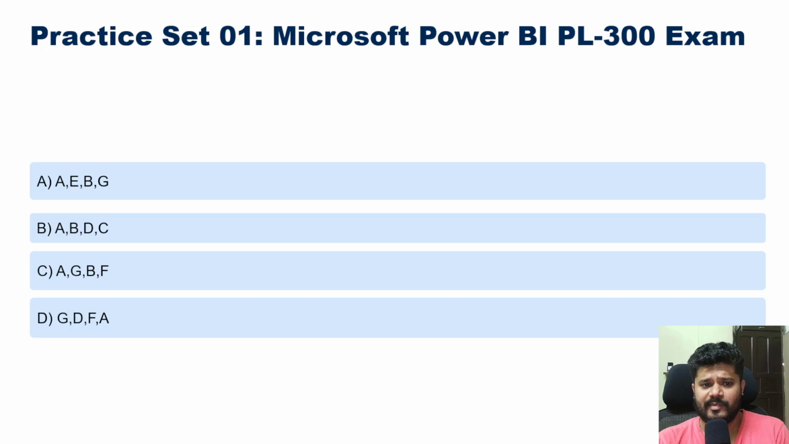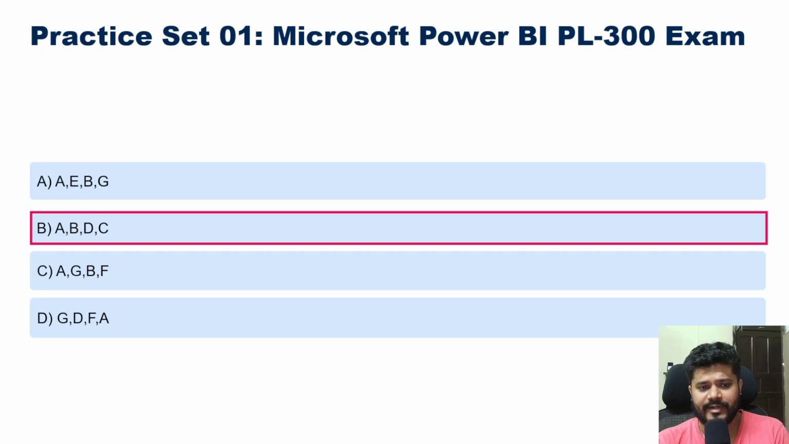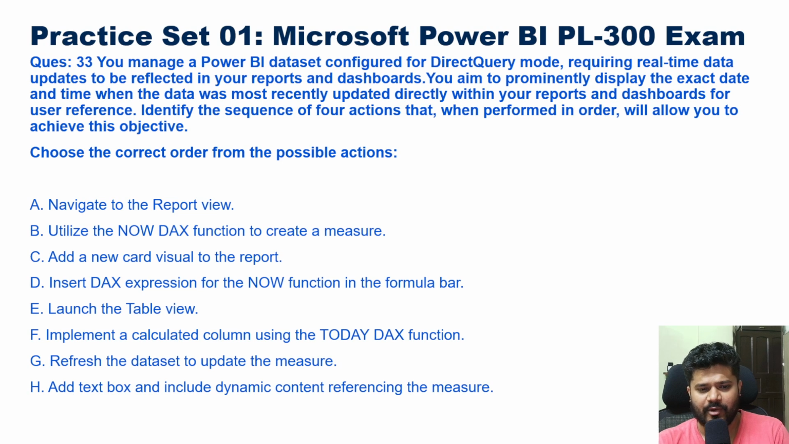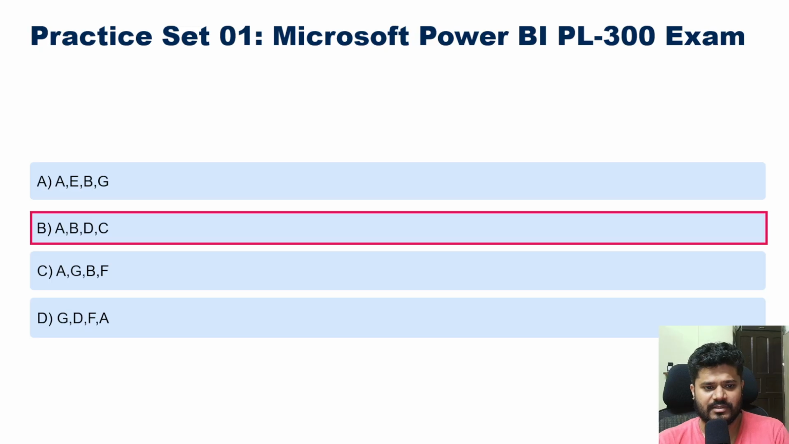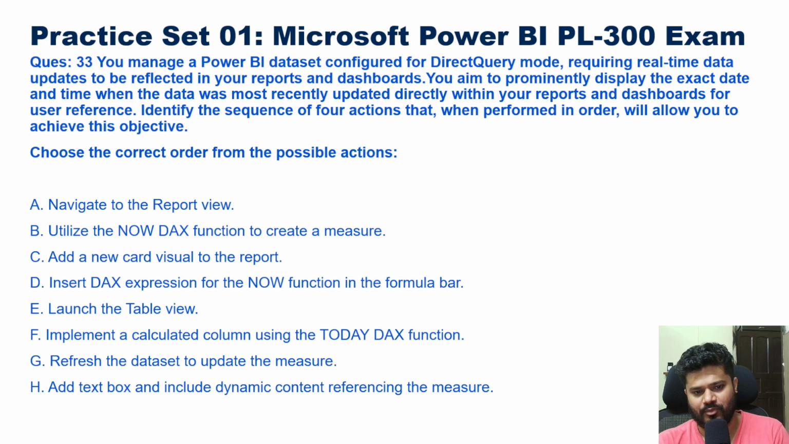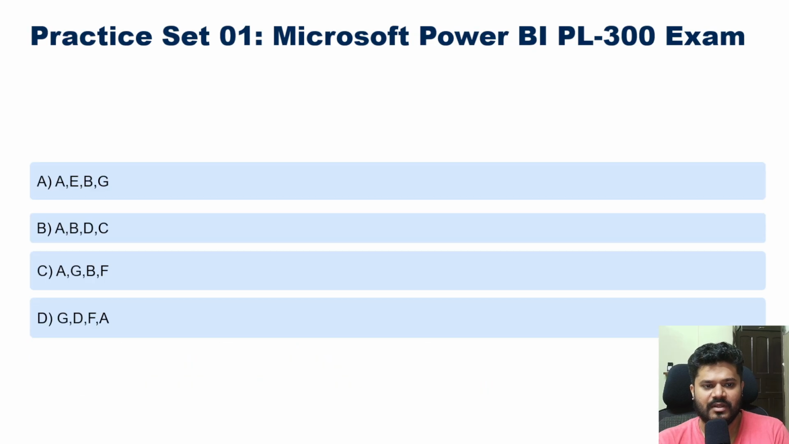So yeah, time is up. Let's see the solution. It's option B. Step one is navigating to the report view, step two is utilizing the Now DAX function to create a measure, third is inserting the DAX expression for the Now function in the formula bar, and last is C, which is adding a new card visual to the report. Pretty straightforward, but these types of questions are coming in the exam, hence I provided this in this series. So that is the solution.